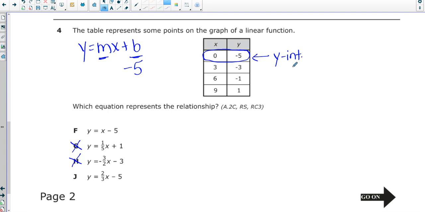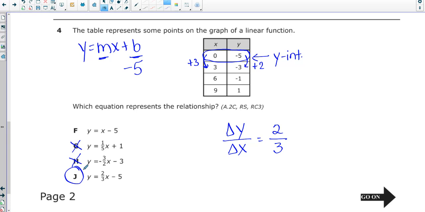So when you look at your answer choices, G and H are gone. Next we have the slope. Remember, the slope is the change in y over the change in x. So how do I get from -5 to -3? Well, we're going up by 2. And how do you get from 0 to 3? We're going up by 3. So our slope is 2 over 3. And when you look at your answer choices, the best one is J.